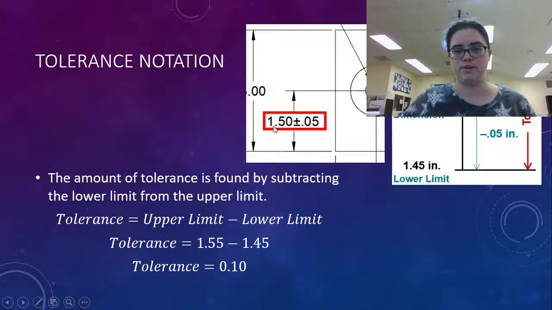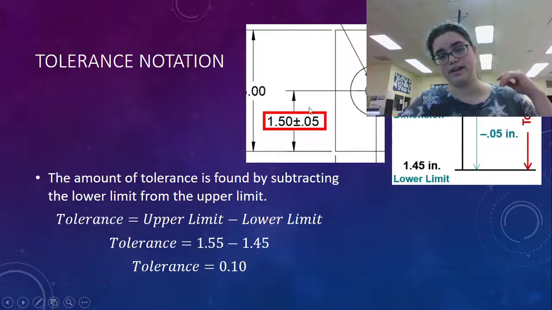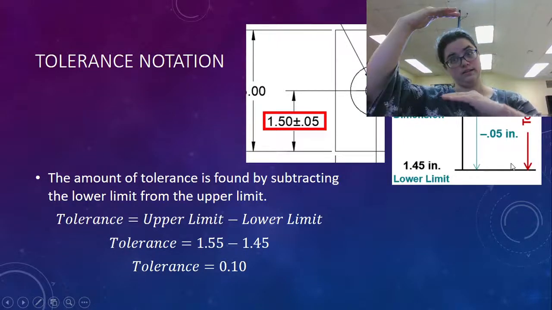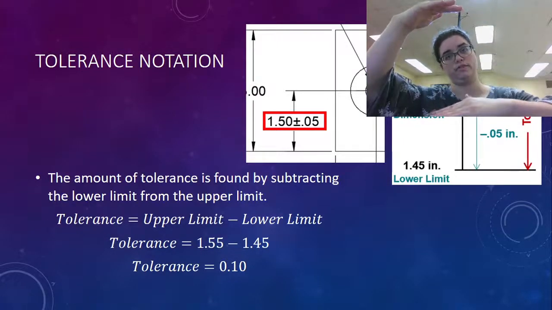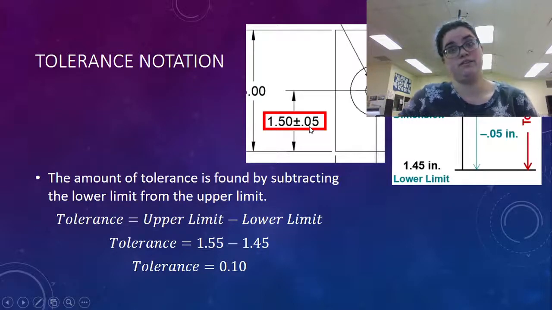Here's that example right here. What they've shown you is that if you take your upper limit minus your lower limit, you get your tolerance. So if I have this plus 0.05, if I add 0.05 to 1.50, I get 1.55. That's my upper limit. If I subtract 0.05 from 1.50, I get 1.45. That's my lower limit. This is the specified, this is the ideal. These are my limits. So the total is between 1.55 and 1.45. I subtract those, I get 0.1. When it's written like this, sometimes you just say, let's double 0.05, same thing.